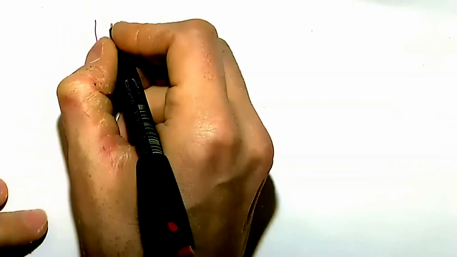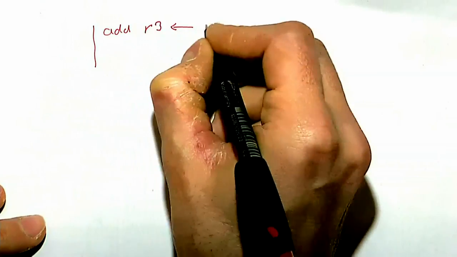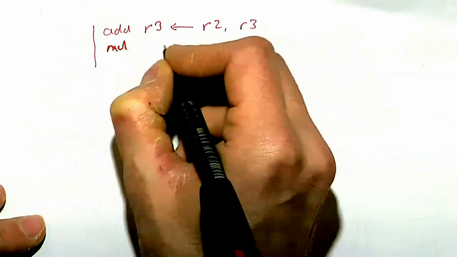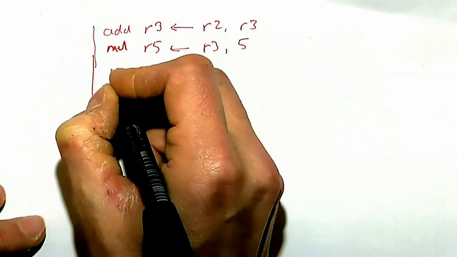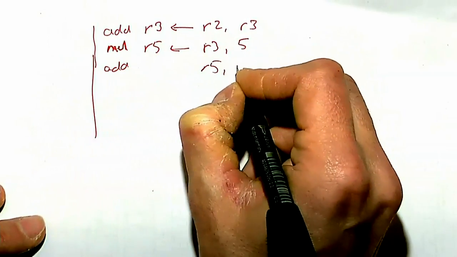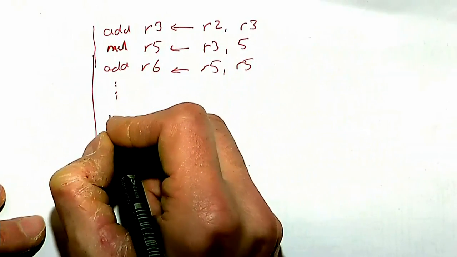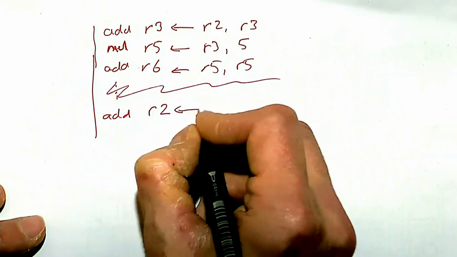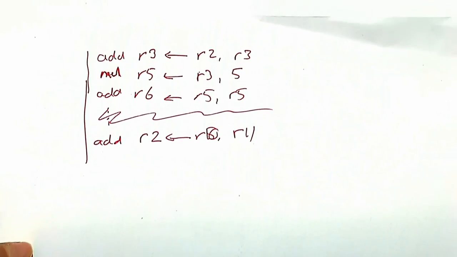Okay, so let's say you have an add instruction that's writing into, I like using R's. It sounds like a register, right? And then a multiply instruction, R3, R5. And then another add using R5, R5, R6, and then an add instruction over here: R2, R10, R11. Okay, you can see this, right?